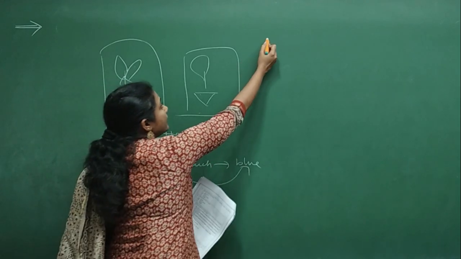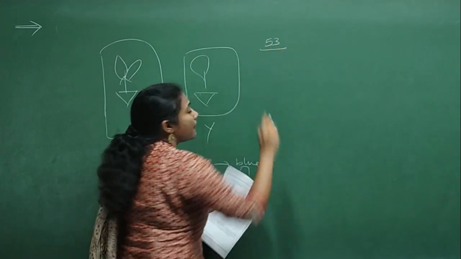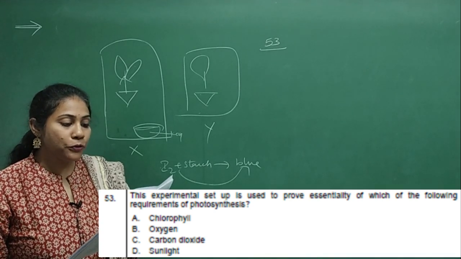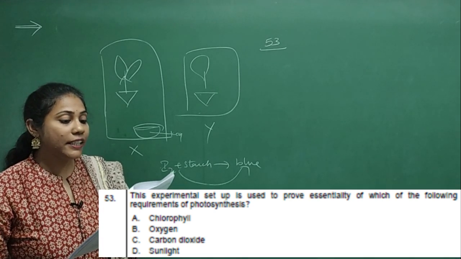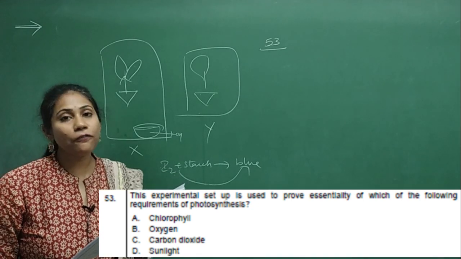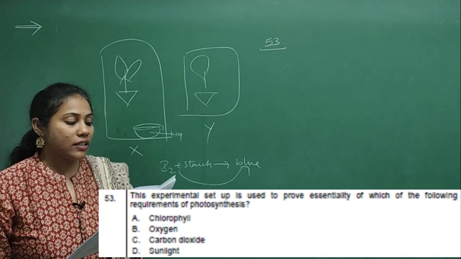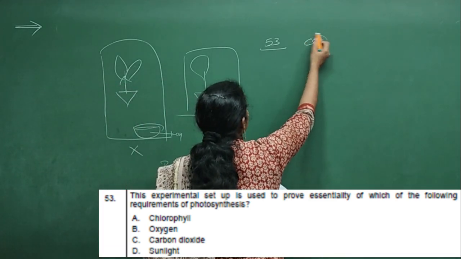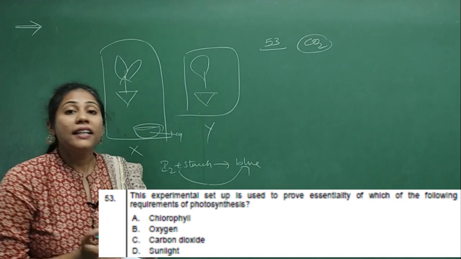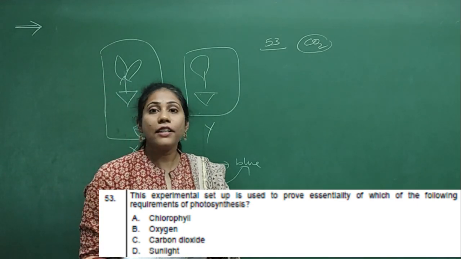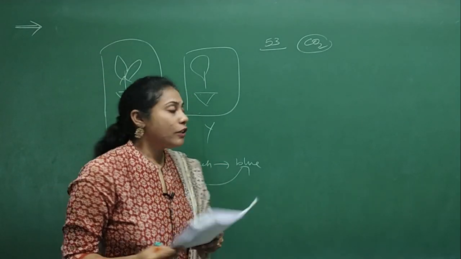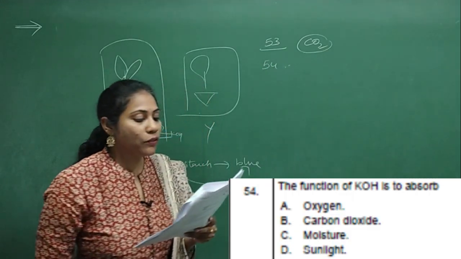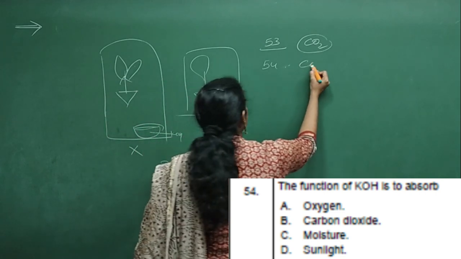53rd question. Based on this experiment, this experimental setup is used to prove the essentiality of which of the following requirements of photosynthesis? Chlorophyll, oxygen, carbon dioxide and sunlight. Definitely carbon dioxide. So this experiment is used to prove that carbon dioxide is necessary for photosynthesis. Question number 54. The function of KOH is to absorb carbon dioxide.